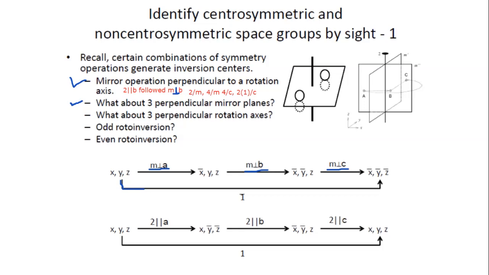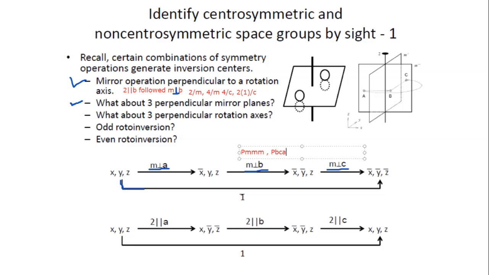So to give you a few examples of space groups, for example, if you had PMMM, which is orthorhombic, you have 3 perpendicular mirror planes. Or if you had PBCA, you have 3 perpendicular mirror planes. They're going to have inversion centers. Now the difference is that for PMMM, the inversion center is going to be on the origin, versus PBCA, where its inversion center is going to be shifted off the origin.